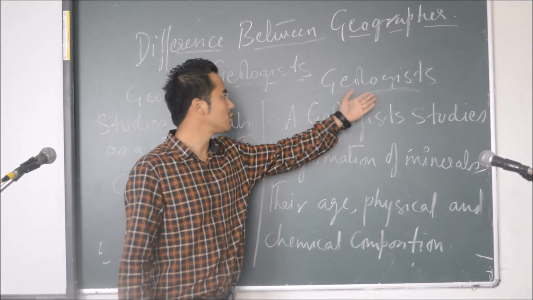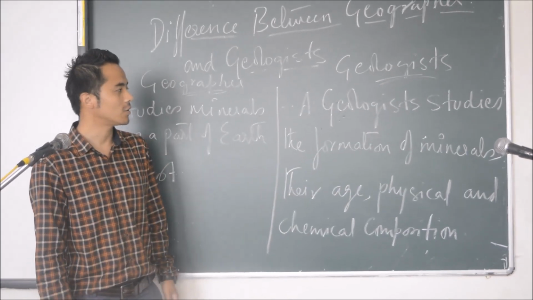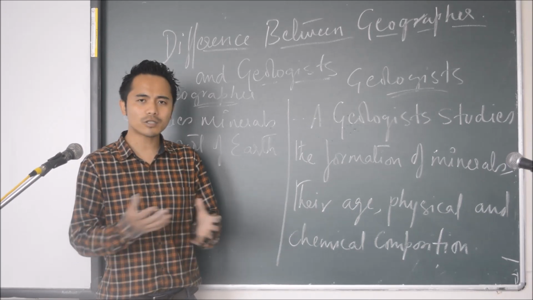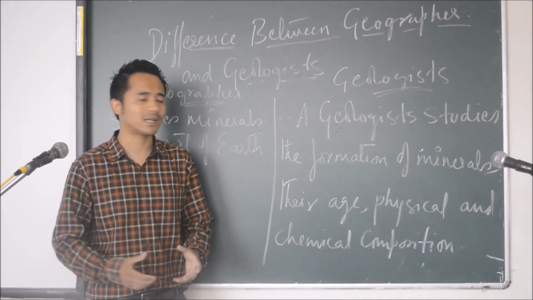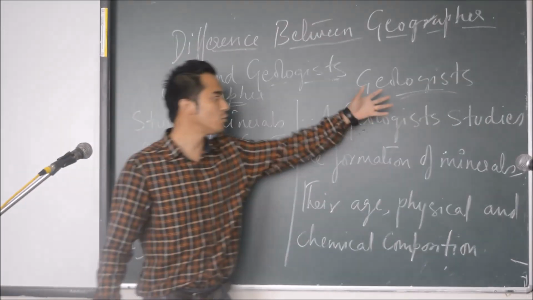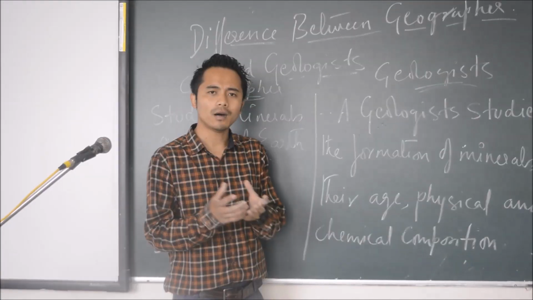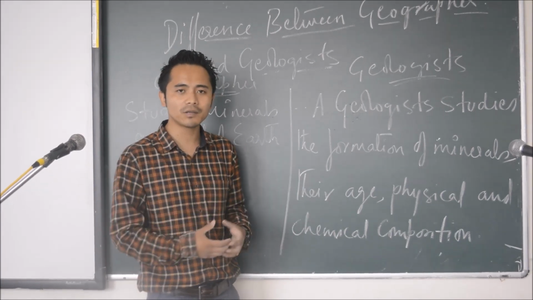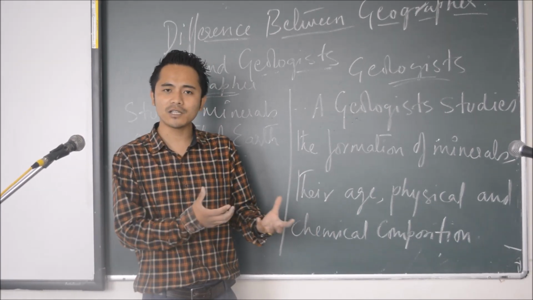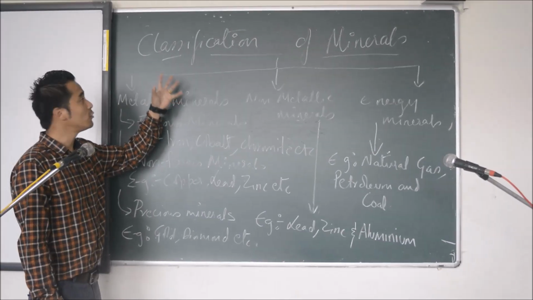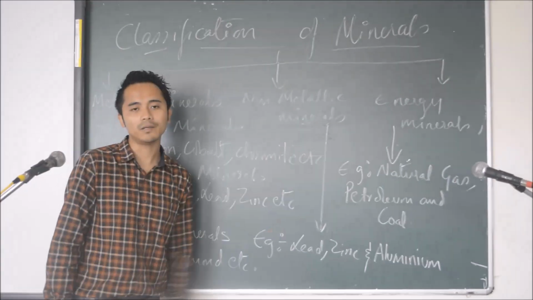What does a geologist do now? Let's talk about the geologist. A geologist specifically studies minerals. They don't study the entire geography, whereas geographers study the entire geography. Geologists study only minerals: how minerals occur, what the age of the minerals is, what the chemical and physical properties of those minerals are, and so on.